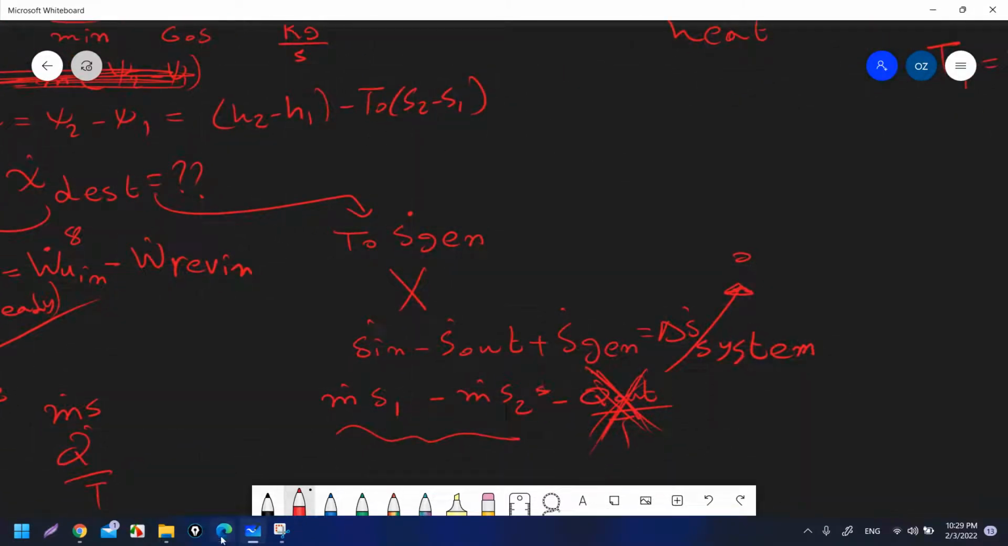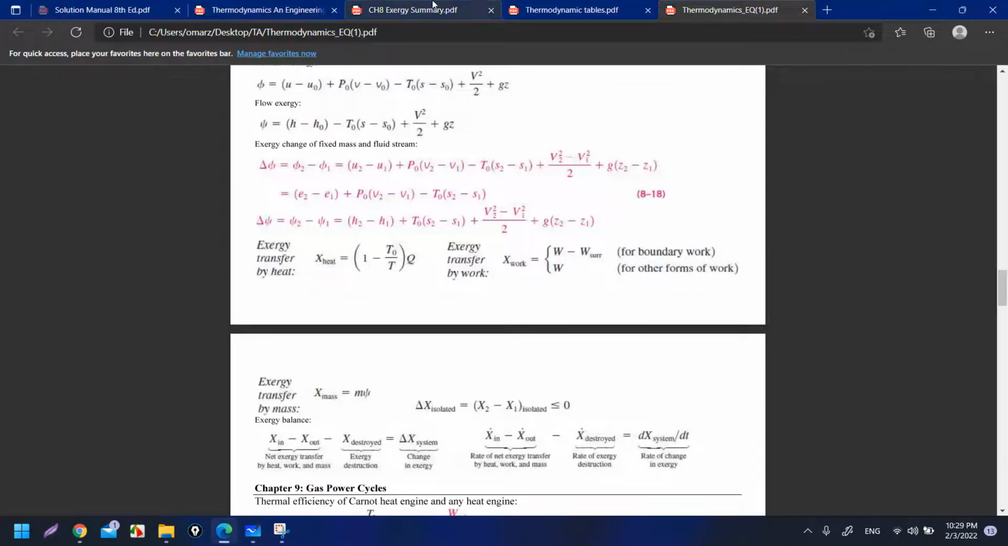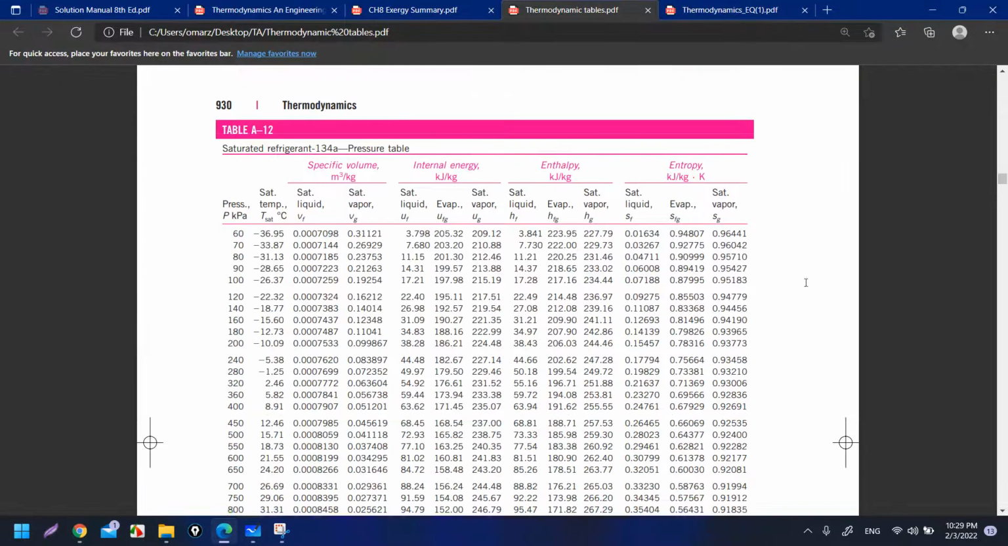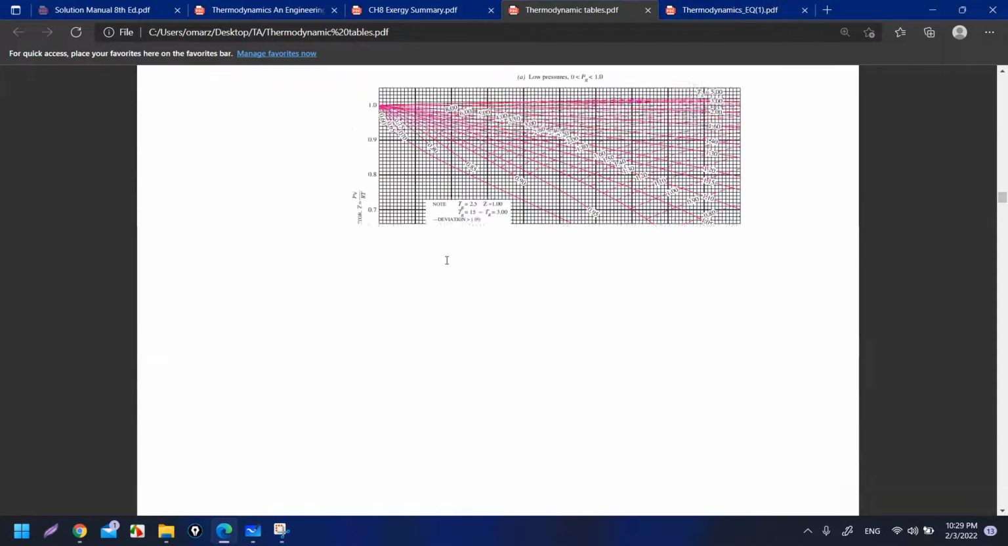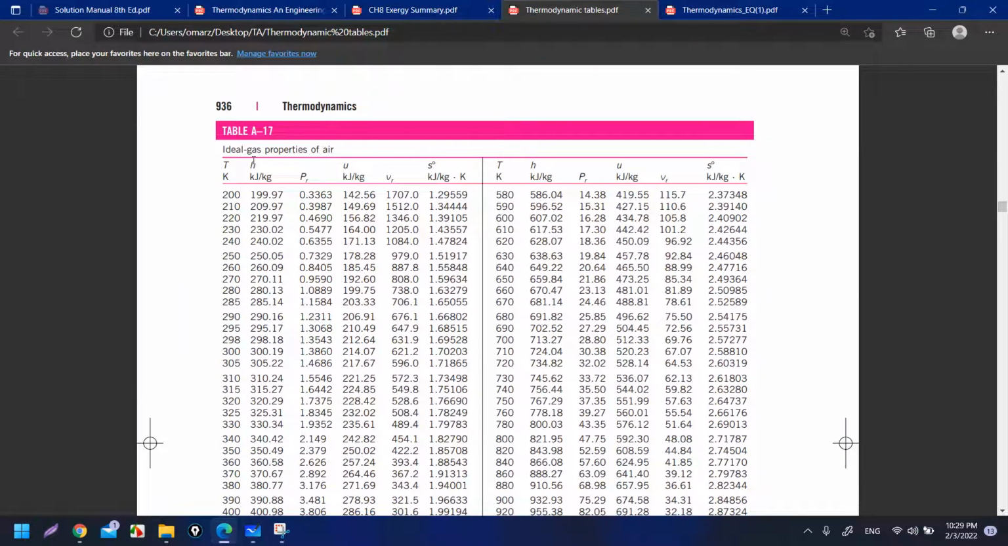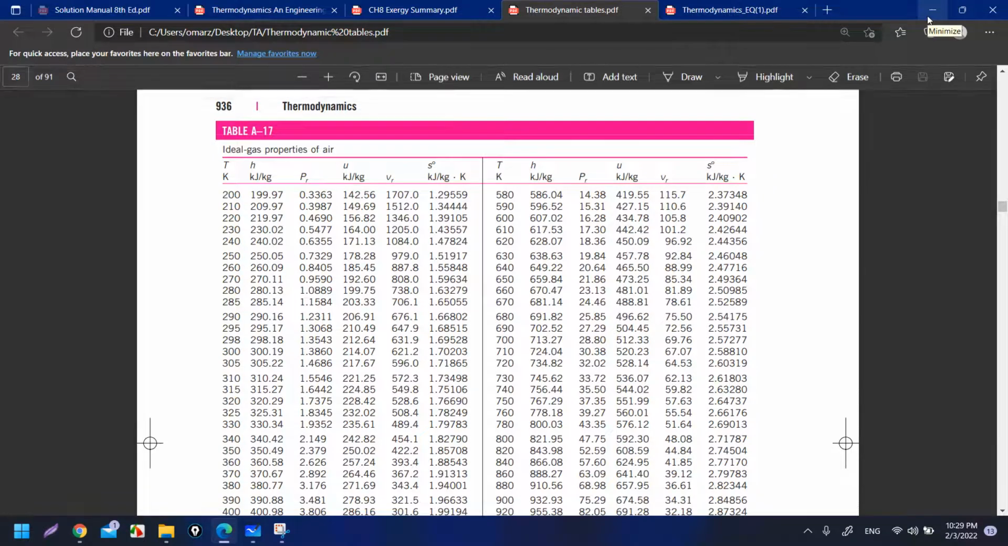H1 is there in table A17. Where is the thermodynamics tables? Table A17, for air, I have H, but I don't have entropy. I have S naught. How to find the entropy itself?